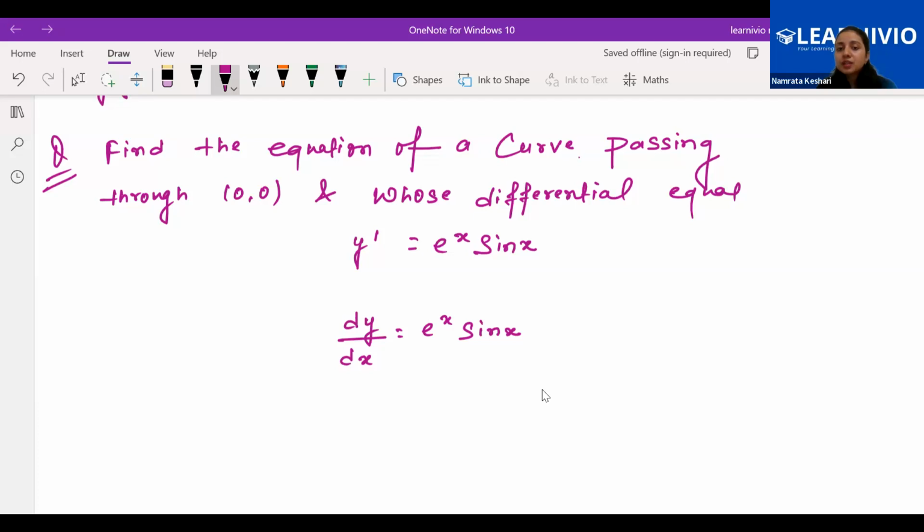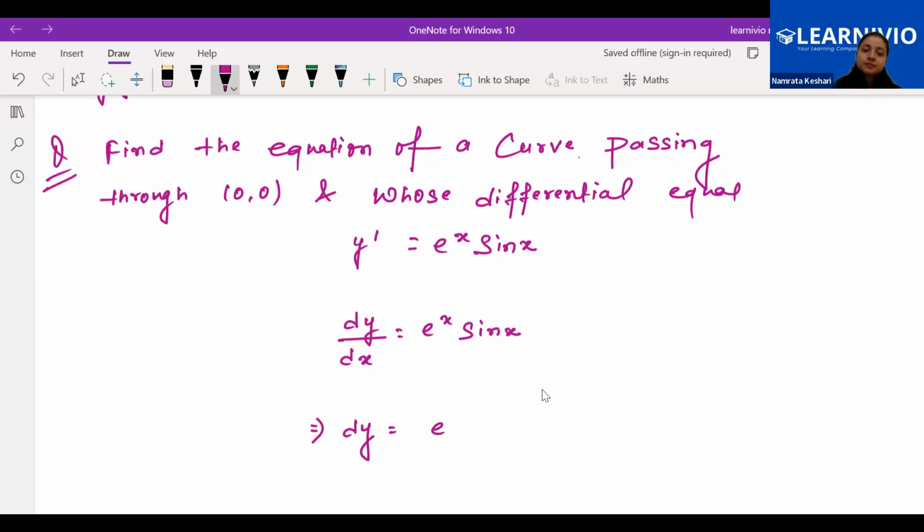Have you realized, Murtaza, how to check whether this approach will work or not? Basically, we should be able to keep x on one side and y on the other side: dy along with the y term, dx along with the x term. If we are able to do that, of course, the question is variable separable. Okay, ma'am. So let's keep y on one side, x on another side. What are we going to have? dy is equal to e power x sin x into dx.